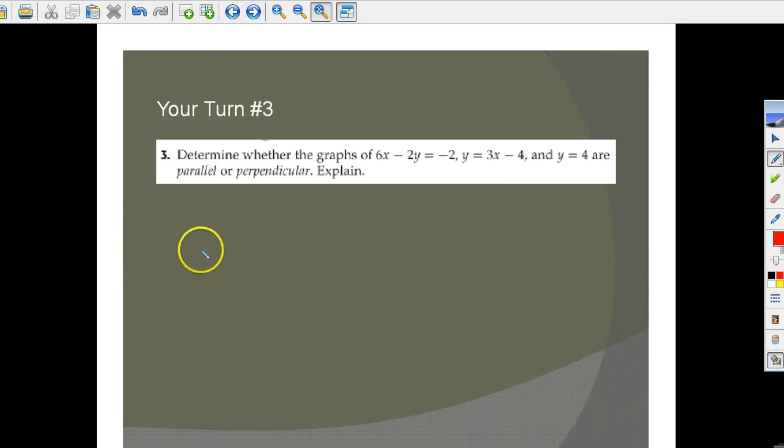Right, so number 3, determine whether the graphs, okay, here's your graph, here's your other graph, and your last graph. So those 4 graphs. Tell me if they have any kind of relationship. Now this one, the first one, you can't really tell what the slope is, so you need to change this into y equals mx plus b, and then find out what your slope is here. This one, you know slope is 3, and that one, there's no slope. So tell me if they're parallel, perpendicular, and explain.